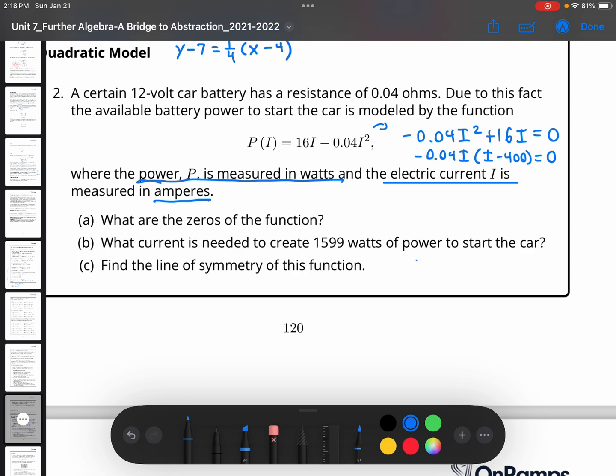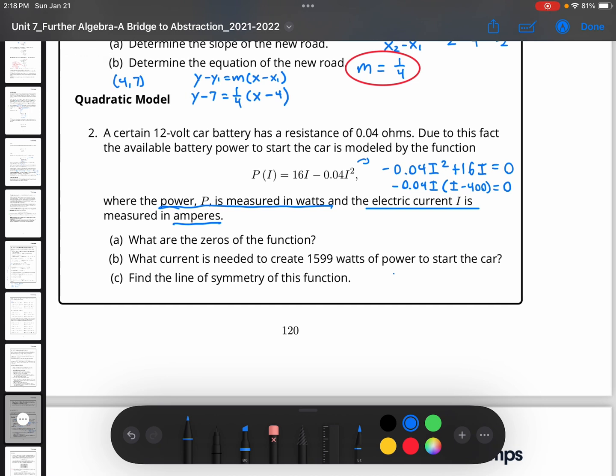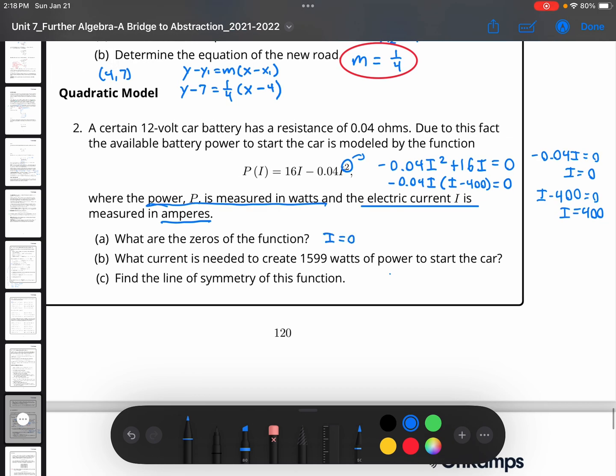So that means that I can set each factor equal to 0. I'm going to write that on the margin here. If I set negative 0.04i equal to 0, then i will be 0. And if I set i minus 400 equal to 0, that means that i is equal to 400. So my two roots, which remember, that's as many zeros as I have. This is a degree 2 function, so by the fundamental theorem of algebra, I would only have two roots. So my answer here would be 0 and 400.